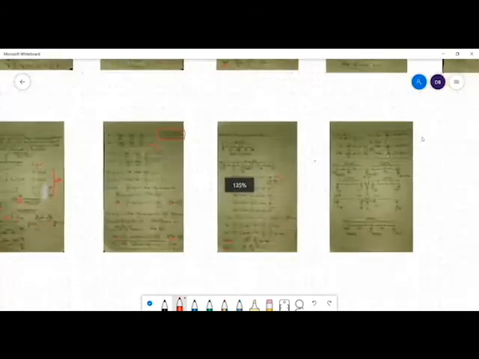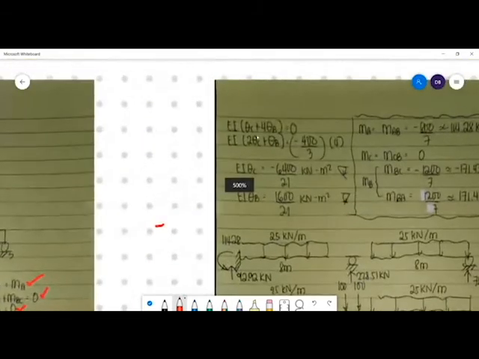We simplify both of them. Now we're going to have EI theta C plus 4 theta B is equal to 0, equation 1. Equation 2: 2 theta C plus theta B is equal to negative 400 over 3. No, 4 EI theta C. So we are now in terms of EI theta C rather than theta C only, because we just divide by EI. So EI theta C and EI theta B.